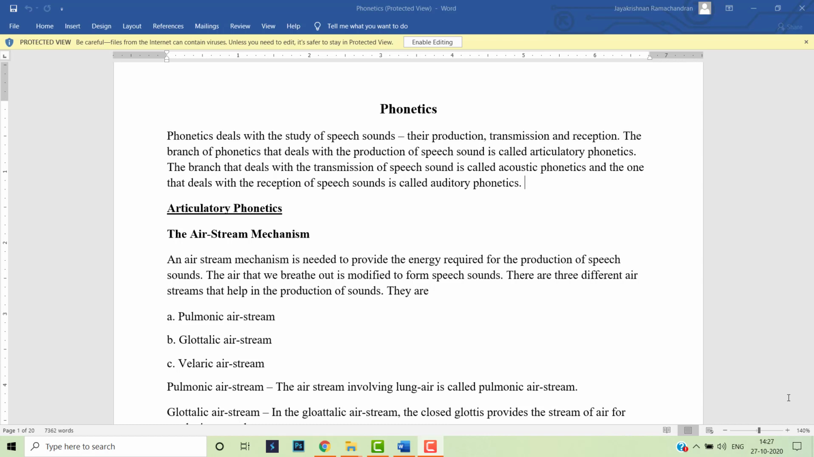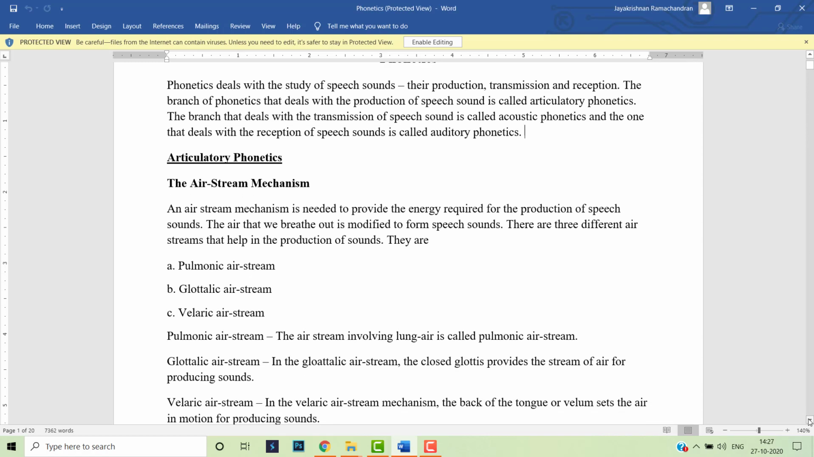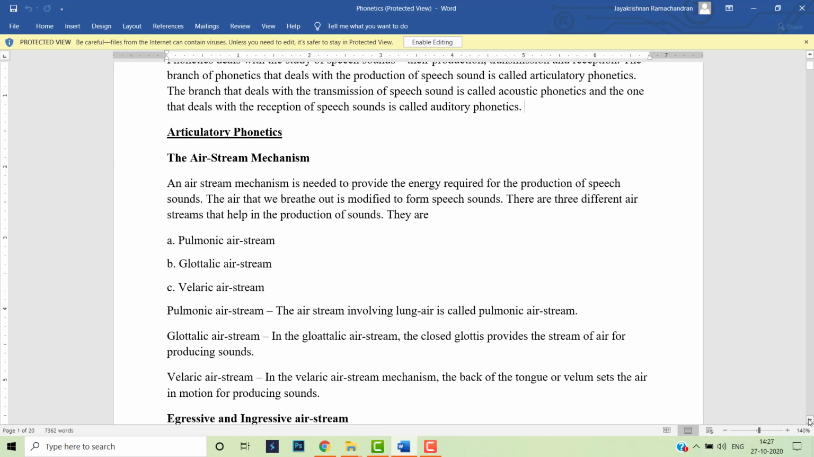In the last class, we started looking at phonetics and we studied a bit about the airstream mechanism. We have learned that there are three types of airstream. There is pulmonic airstream, the air that comes from the lungs. There is glottalic airstream, the air that is supplied by the closed glottis. And then we have also learned that there is velaric airstream.